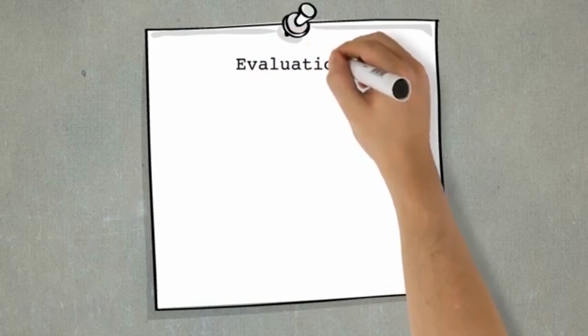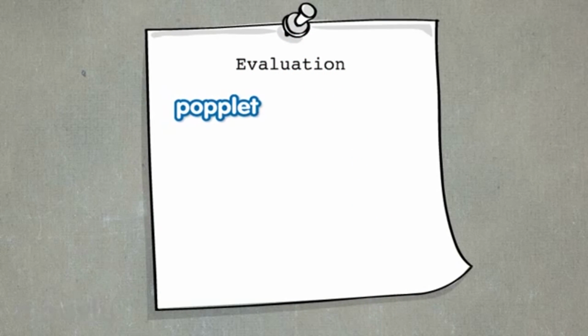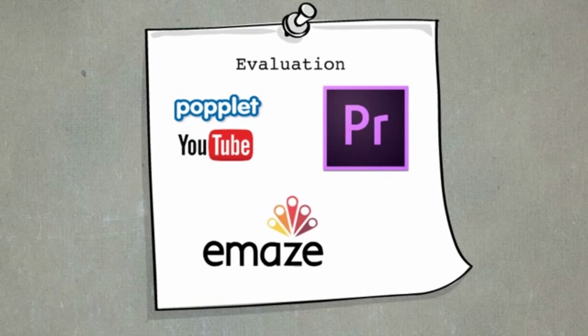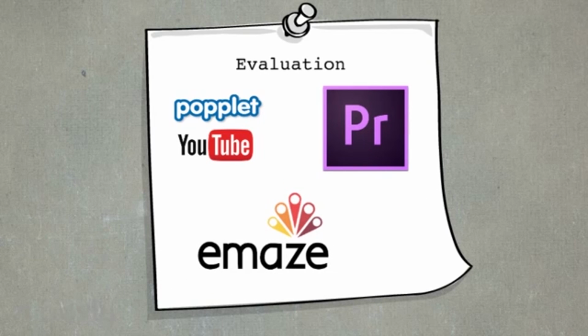To present our evaluation questions, we used Poplet to create question 1 because all of our ideas could be presented clearly in one place showing how they all link together. For question 2, we filmed a short piece using our main actor and edited it together using Premiere Pro, presenting it using YouTube. And for question 3, we used eMade because it allowed us to include plenty of details, allowing us to highlight key areas and present different media technologies more easily.